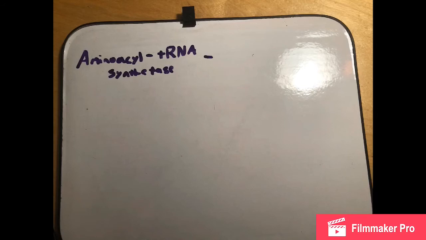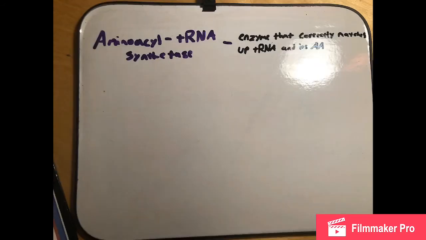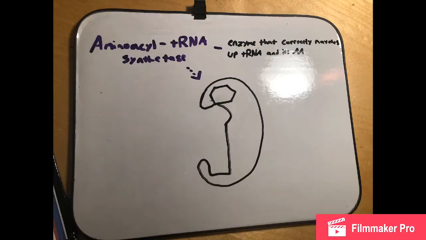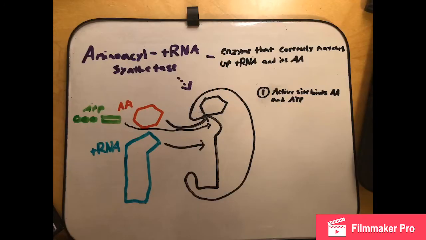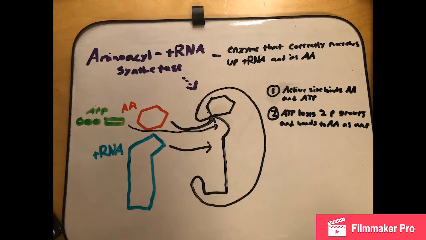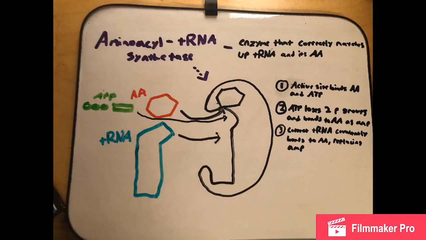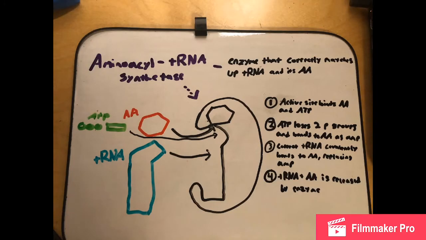Aminoacyl tRNA synthase is an enzyme that correctly matches up tRNA and its corresponding amino acid. First, the active site binds the amino acid and the ATP. Second, the ATP loses 2 P groups and binds to the amino acid as AMP. Next, the correct tRNA covalently bonds to the amino acid, replacing AMP. And last, the tRNA and the amino acid are released by the enzyme.